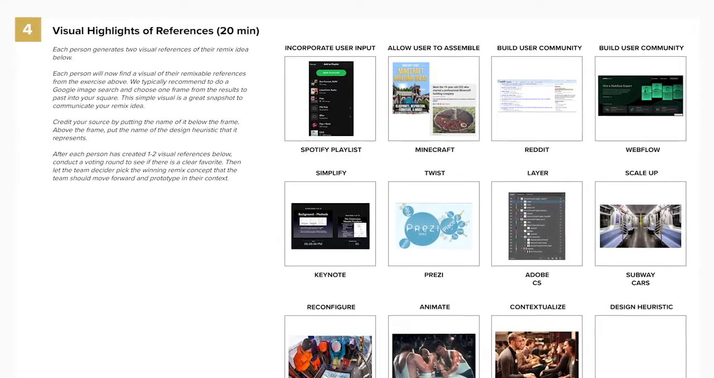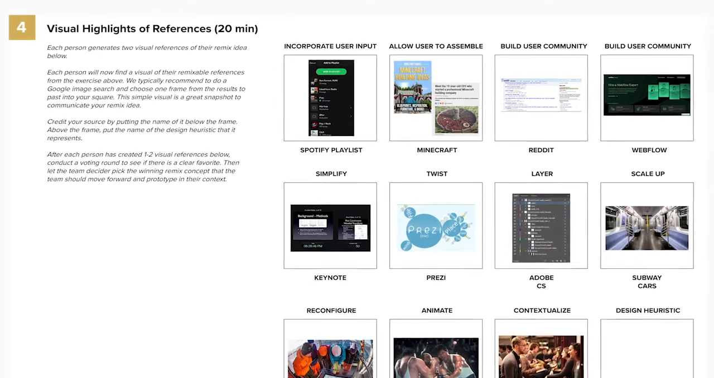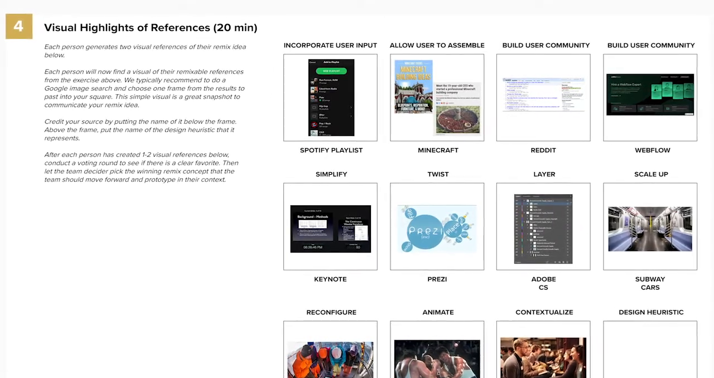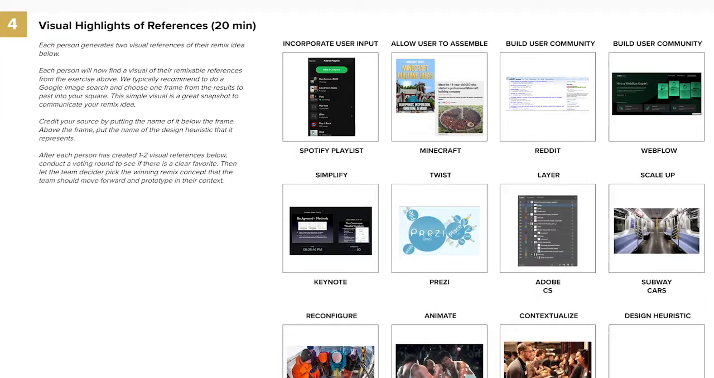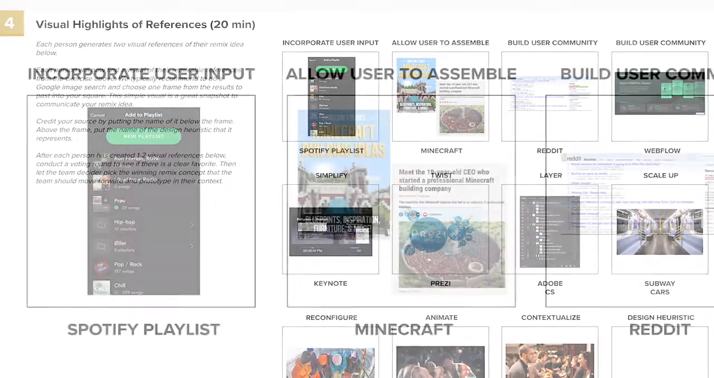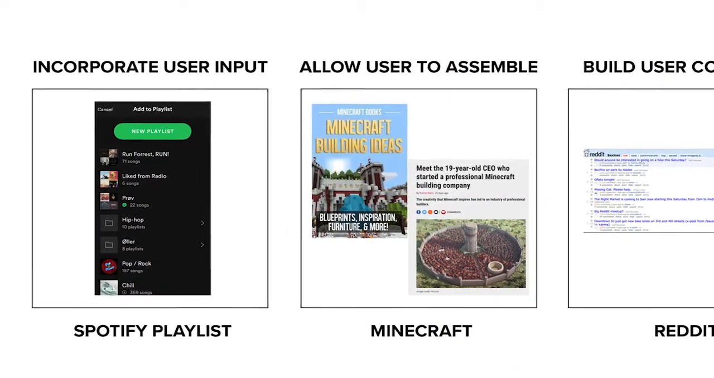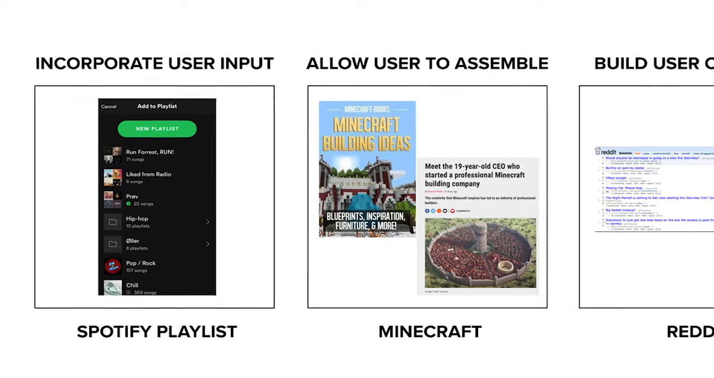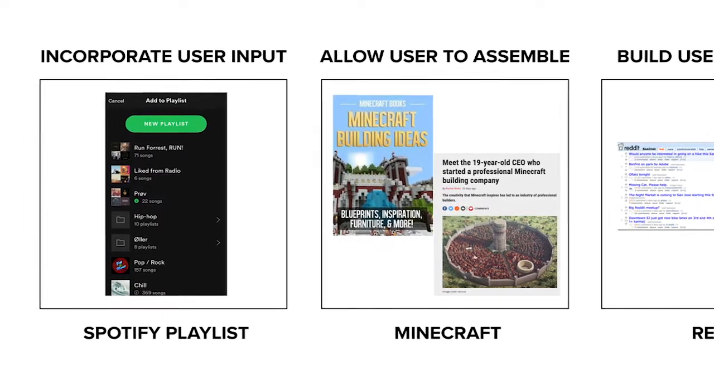So now each person is tasked with going and finding an image that highlights exactly what they're talking about. If I just have the word Spotify playlist, someone on the team may not know what that looks like. And so here in the top left gallery wall of examples, I have the design heuristic up top, incorporate user input. I have the visual example of what I'm talking about.